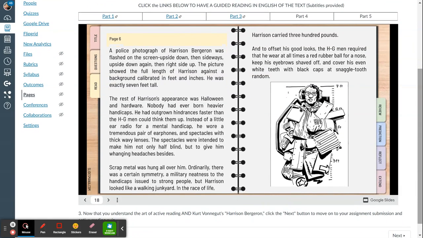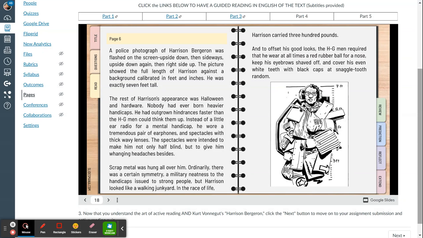A police photograph of Harrison Bergeron was flashed on the screen upside down, then sideways, upside down again, then right side up. The picture showed the full length of Harrison against a background calibrated in feet and inches. He was exactly 7 feet tall.